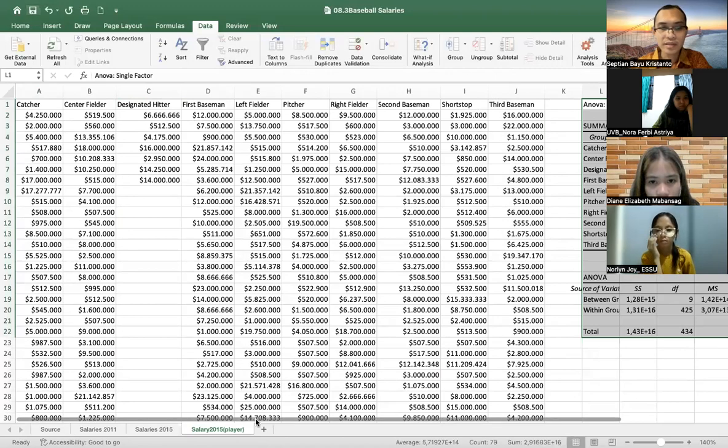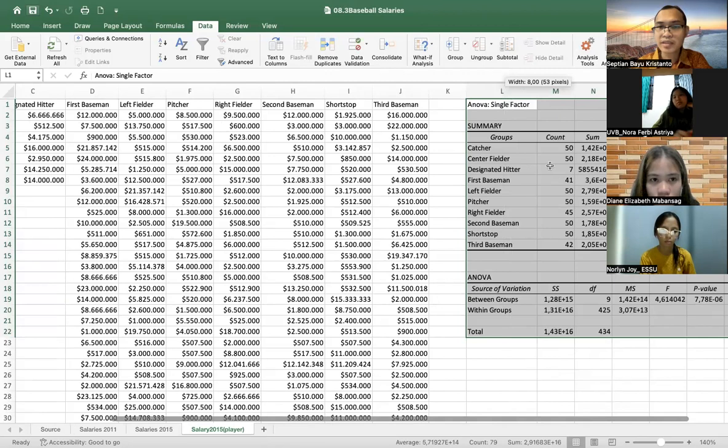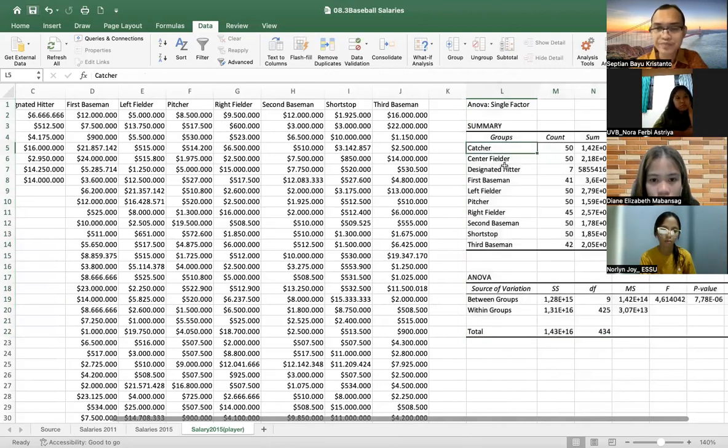Okay, when you click analyze, you can find information like this. These are the different groups of our analysis for the positions in baseball: the catcher, center fielder, hitter, and the other players. We can find that hitter has the lowest number of observations. It's only 7 players, and overall they are within the 50 observations. The difference is only in the first baseman, the third baseman and the right fielder. They're between 40 and 50.